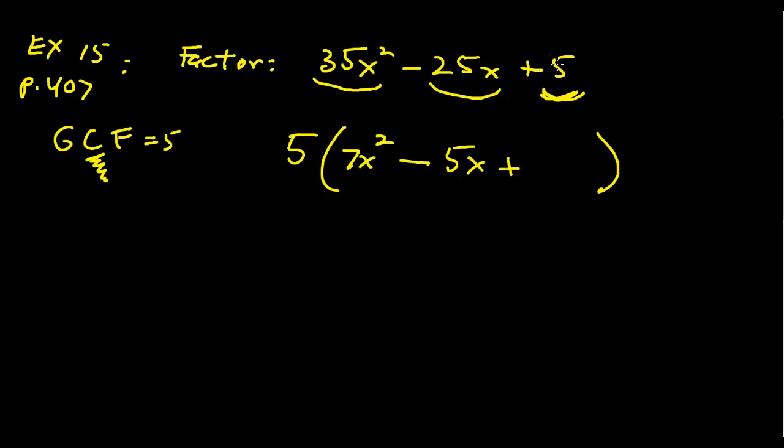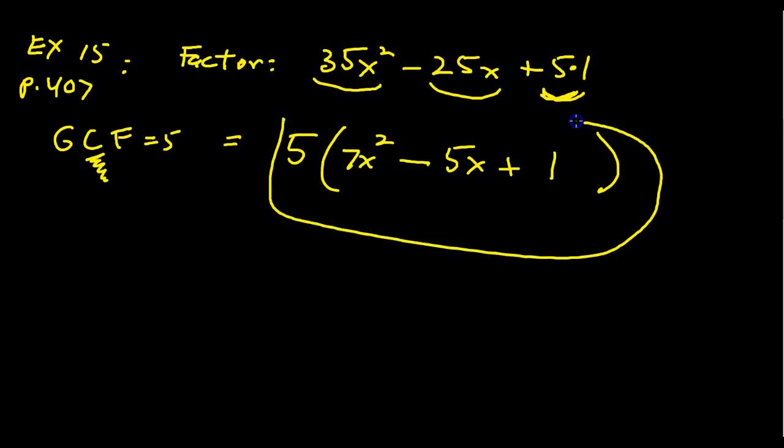plus, well, if I factor out a 5 from this third slot, I'll have to leave an invisible 1. Notice 5 is 5 times 1. If you factor out the 5, you're left with 1. And multiplying it out will again confirm this. Final answer, 5 times 7x squared minus 5x plus 1.